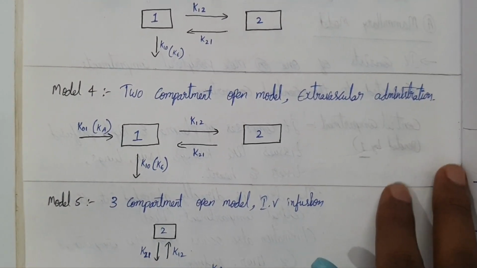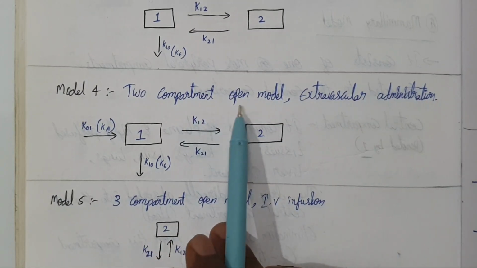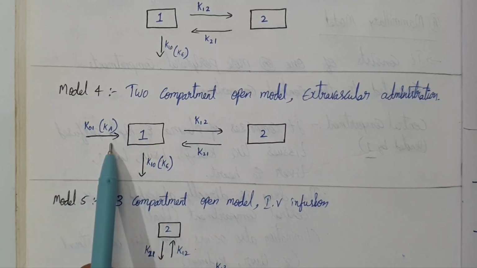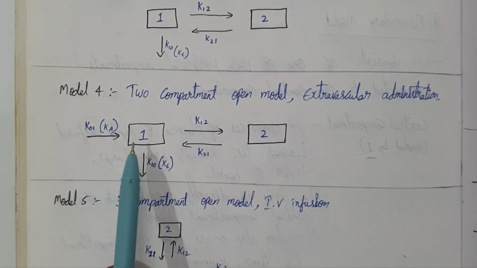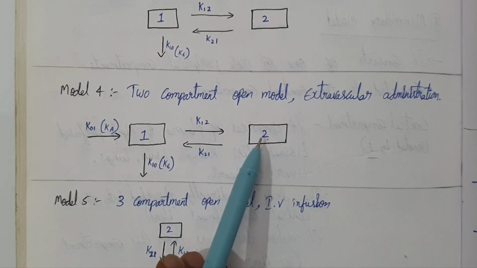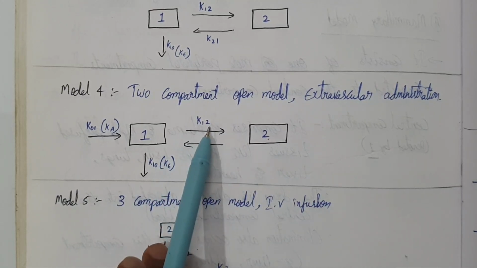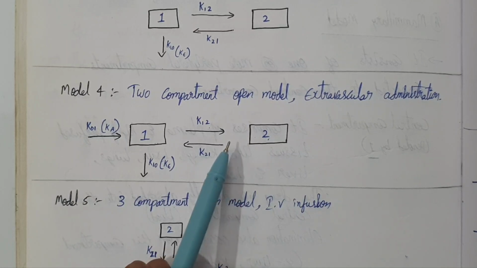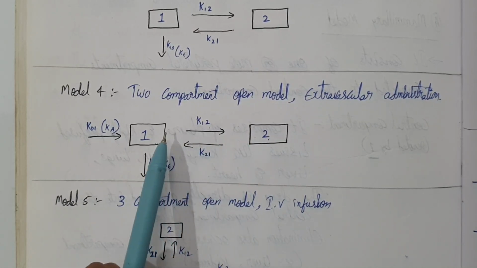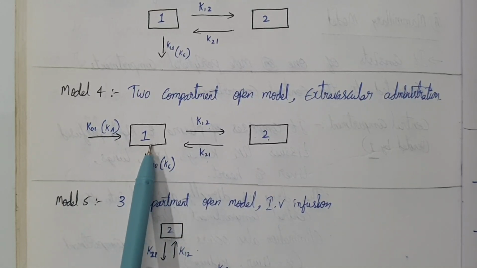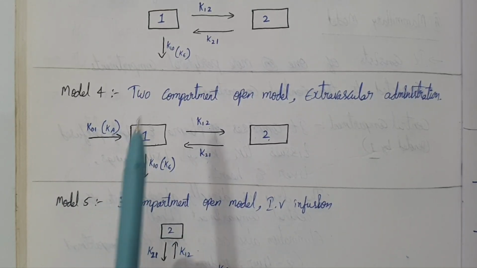Then we have model number 4, two compartment open model, extravascular administration. Extravascular means absorption will be there. So Ka, then our drug enters into the central compartment, that is 1, and from 1 it goes to the second compartment, that is the peripheral compartment, with K12. Then the drug moves from the peripheral compartment to the central compartment with K21, and from the central compartment it gets eliminated.